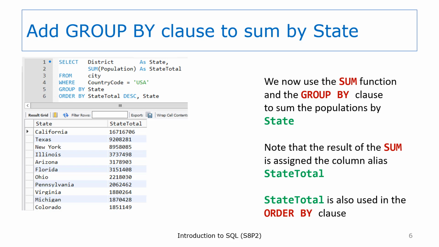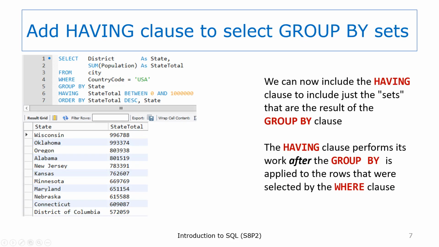Again, I can't do that with the where clause. The where clause is selecting individual city rows from the table. At the time when the where clause selects a row, the total population for the state is not yet known. The total population for the state is the result of two factors, the sum function and the group by clause. So now I'll bring in the having clause.